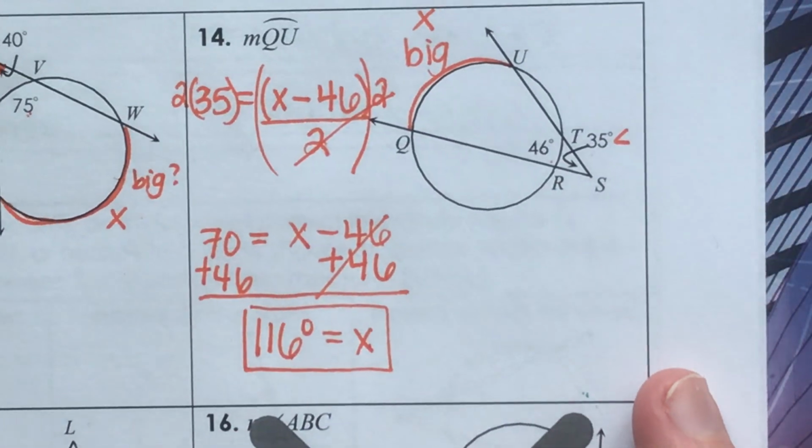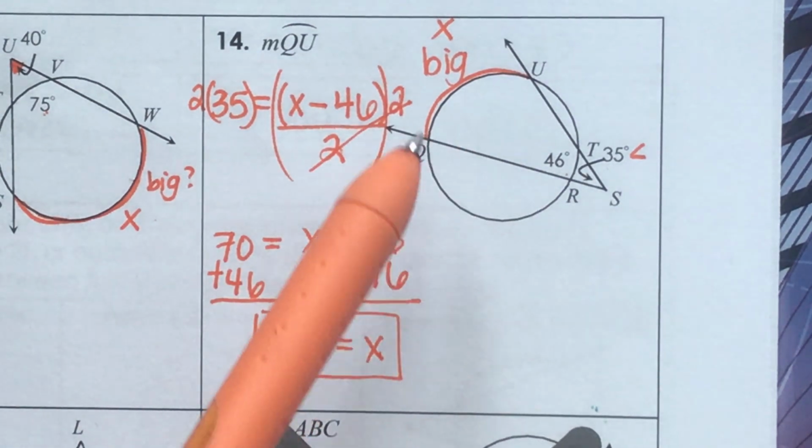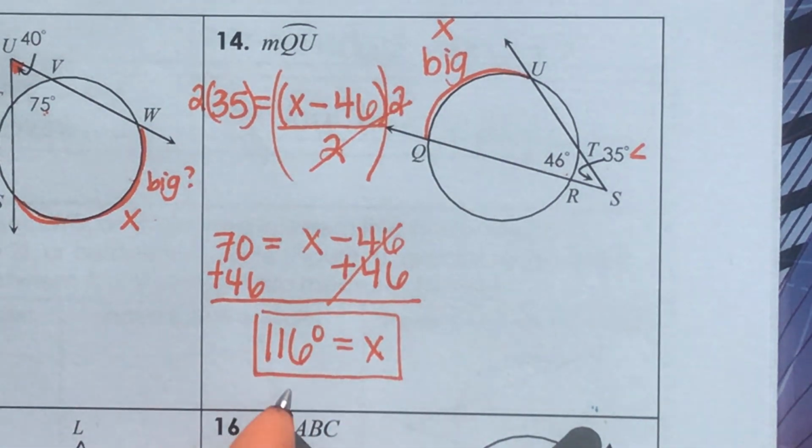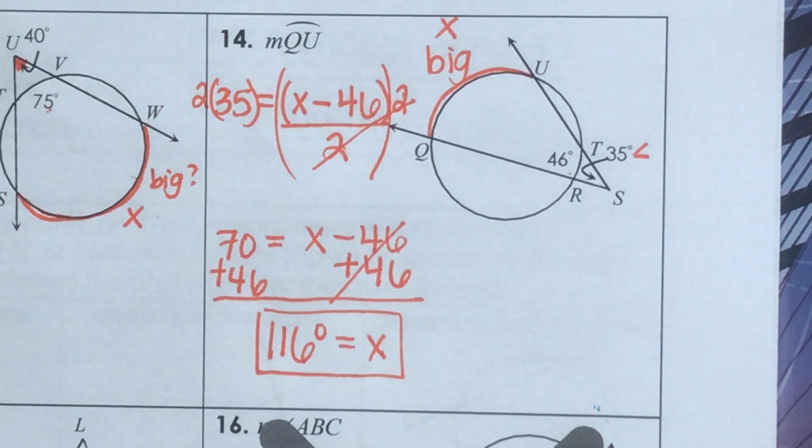And you just want to sit there, you want to make sure that that makes sense. You go, okay, my big arc should be bigger than my small arc, right? 116 is bigger than 46, so I look like I did it right.